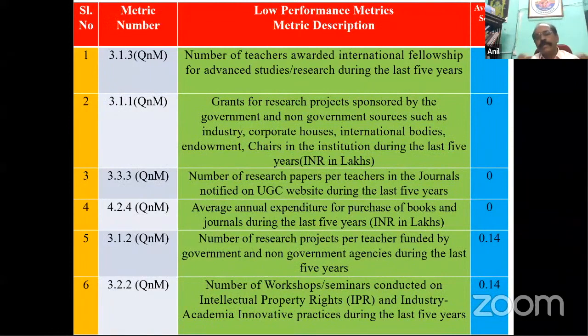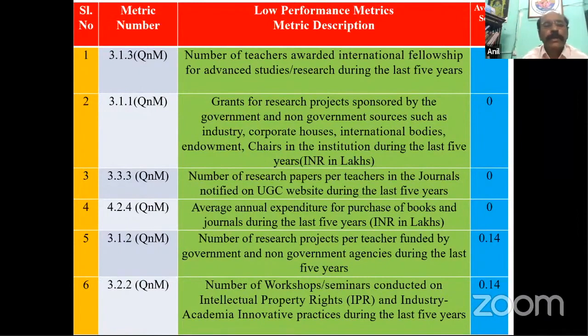First, I would like to start with our weaknesses, where we have scored very less. Coming to the low performing metrics, consider metric number 3.1.3, under this quantitative metric, it talks about the number of teachers awarded international fellowship for advanced studies research during the last 5 years. Most of the colleges from Andhra Pradesh scored only 0. In fact, most of the universities also scored only 0.